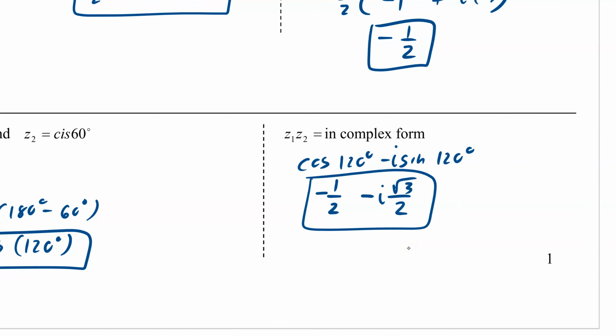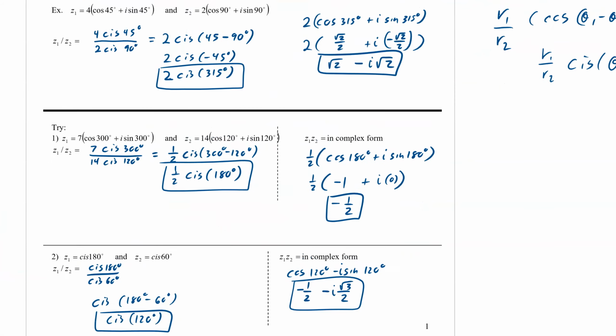So there you go. That is dividing complex numbers in polar form.